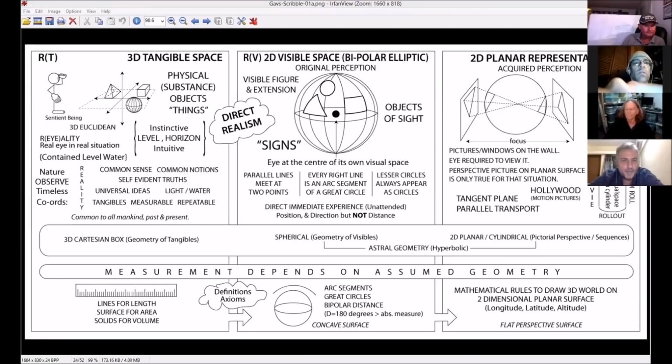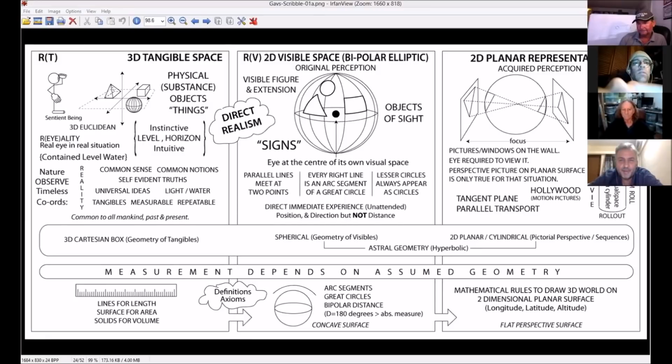Yeah. So it's just to try and put it all onto one big diagram. The top kind of explains the physical world, and we're looking at it and making natural observations. The second one shows this visible figure and extension that we talked about. That's the way we see things. Parallel lines meet at two points. Every right line is an arc segment of a great circle. Circles always appear as circles if you're at the center of a sphere. If you look at a circle, it's always a circle. It never changes to an ellipse.